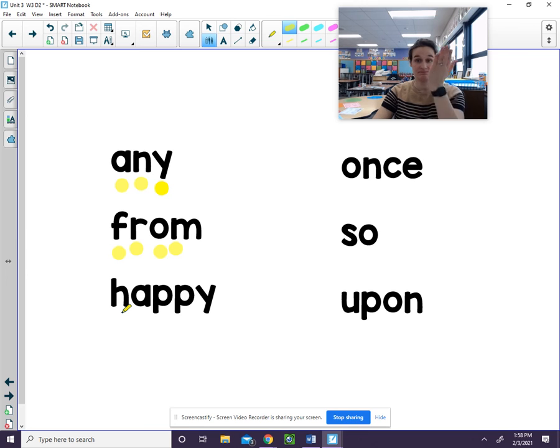Our word is happy. Let's write it. H-A-P-P-Y. Our next word is once. We're going to write it. O-N-C-E. Great. Our next word is so. Let's write it. S-O. And our last word is upon. Your turn. Let's write it. U-P-O-N. Great job today.